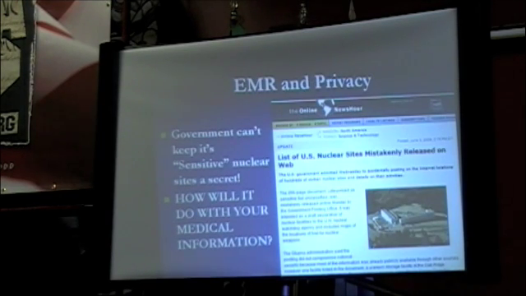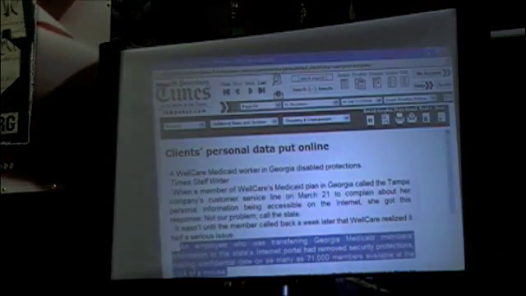And now this is the same government that can't keep their nuclear sites secret, who published all their nuclear sites on the internet. They want your electronic medical records. They want your data online. This is the same government in Georgia, when they contracted with WellCare for Medicaid, that accidentally exposed the records of 71,000 members of its health plan. Oops. Sorry. I hope your employer doesn't mind that phone call from your enemy telling him that you have a debilitating medical problem that would interfere with your job.